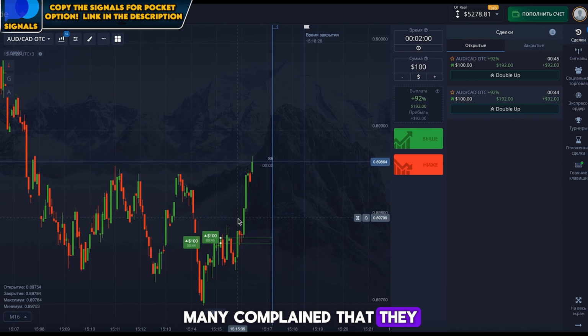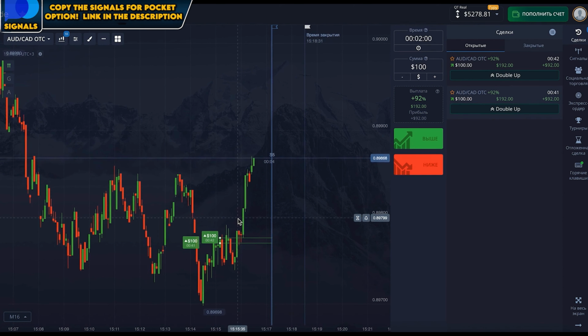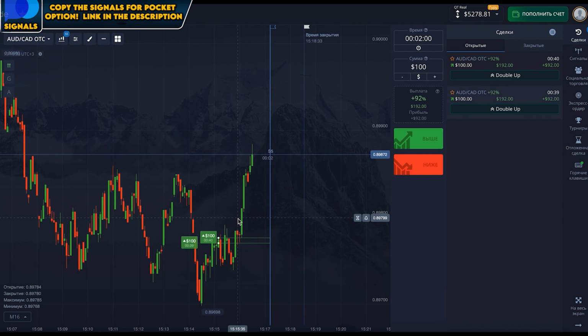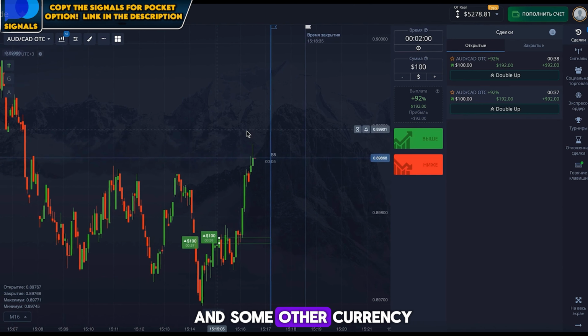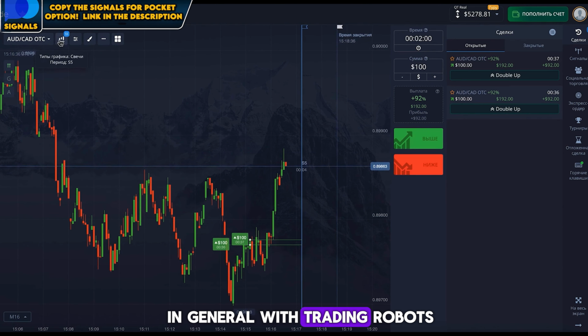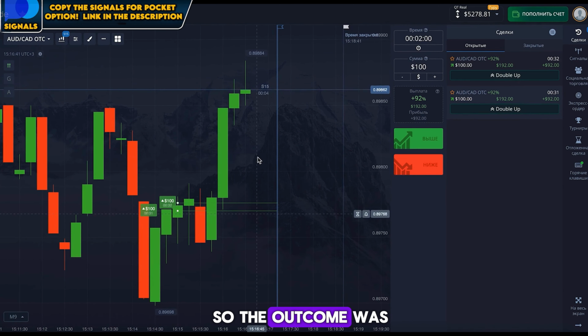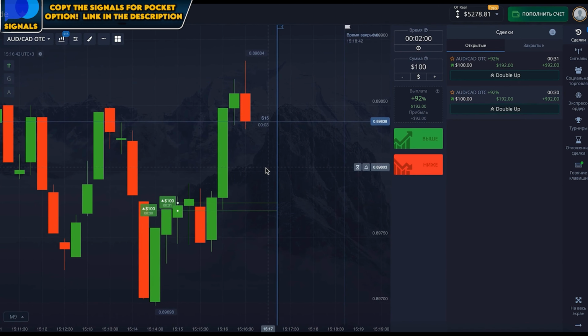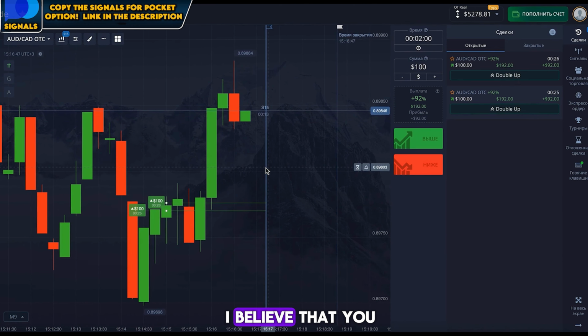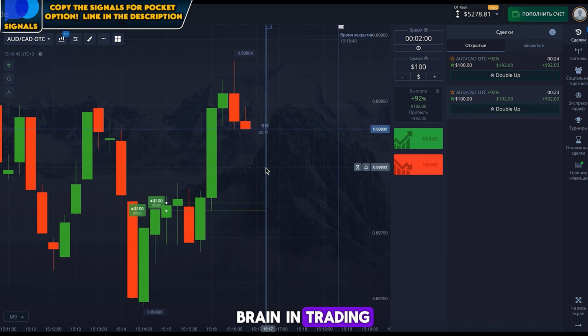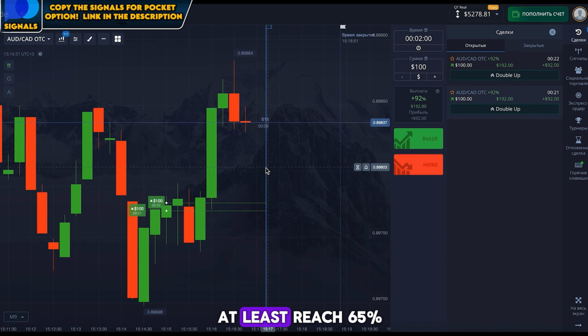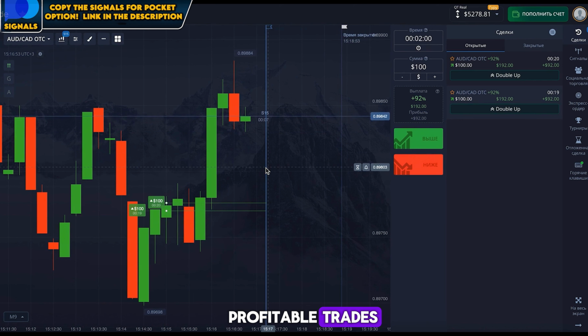Many complained that they were trading with bots. With trading robots, the results were really bad, like I said, even 60-40, so the outcome was very poor. Not even 50-50, just like a casino. I believe that you need to use your brain in trading, and that's the only way you can at least reach 65% profitable trades. Then you'll actually start making money.